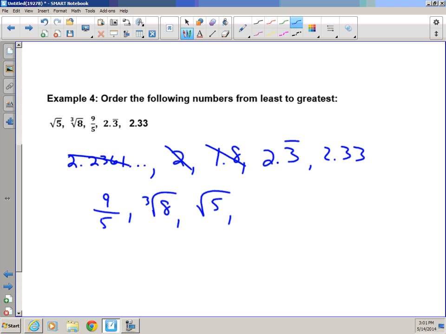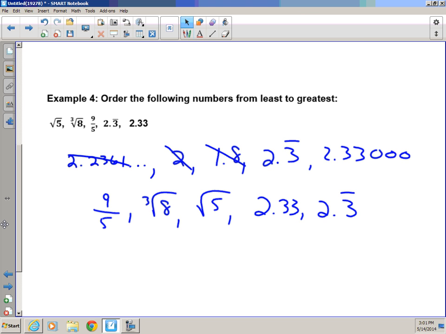Now we want to know which of these numbers is the larger or smaller of the two. Well, the bar over tells me that the 3 is going on forever, while this tells me it's just going to be a bunch of zeros. So 2.33 is smaller than 2.3 repeated. Okay? So, again, the purpose of today's lesson was to order numbers from least to greatest when written in different forms.